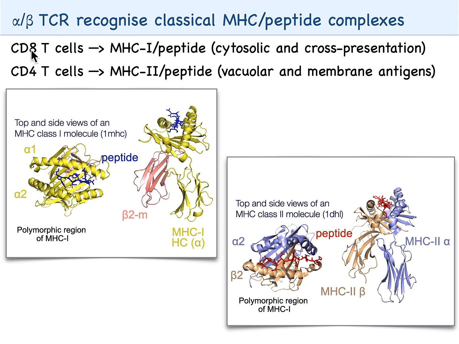And you have CD4 T cells that recognize class 2 peptide, and the peptide is derived from the vacuolar and membrane antigens. Also from the cytosol via a process called autophagy. They can also end up in the MHC class 2 pathway. So if you see here, this is the top view.